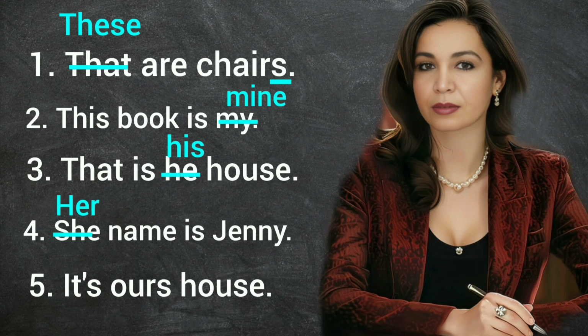The last one is it's ours house. This is also similar to the previous one. Now look here again. If we don't have this noun house, then we can say it is ours. But because we have a noun after the possessive adjective, we will change it into possessive adjective. So it will be it's our house. Or you can say it's ours without the noun.